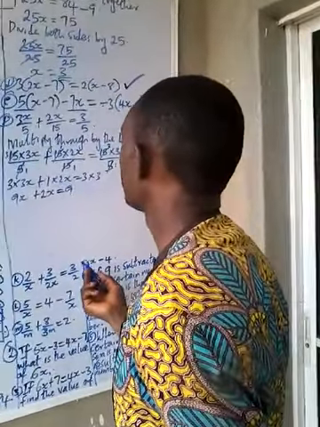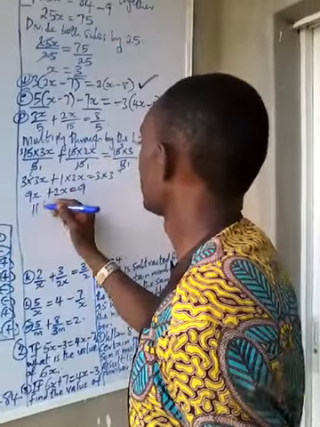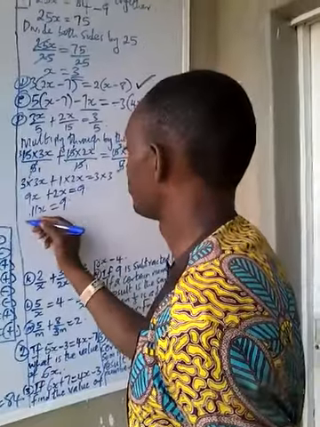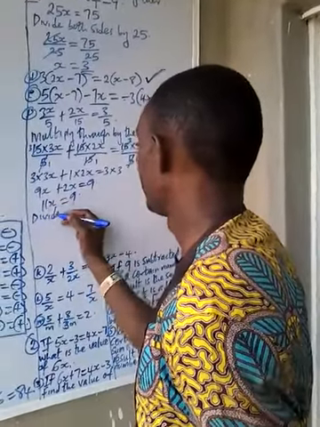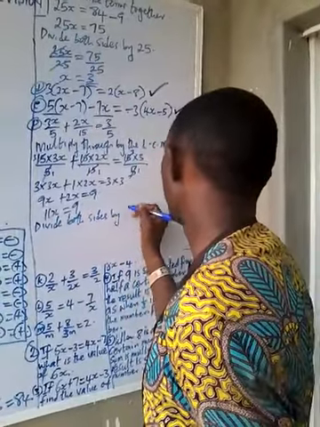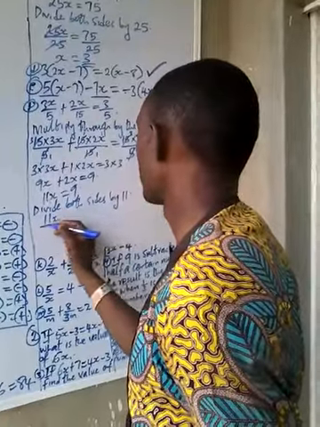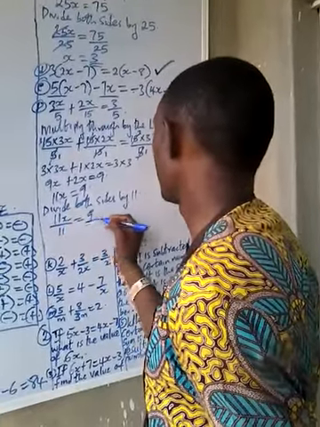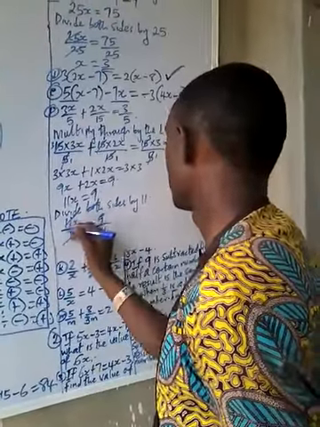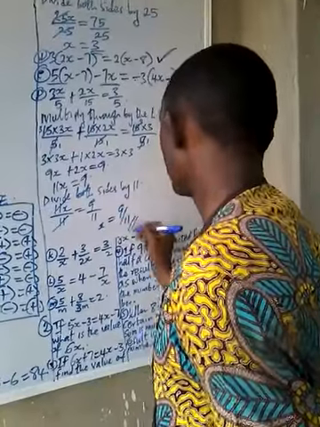Very simple. Just simplify, make it simpler. And what will you have in that case? You have 11x is equal to 9. Divide both sides by 11, and you have 11x over 11 is equal to 9 all over 11. And what will you have? Your x will be equal to 9 over 11. That will be a simple answer.